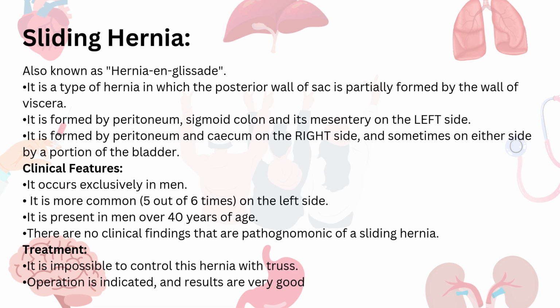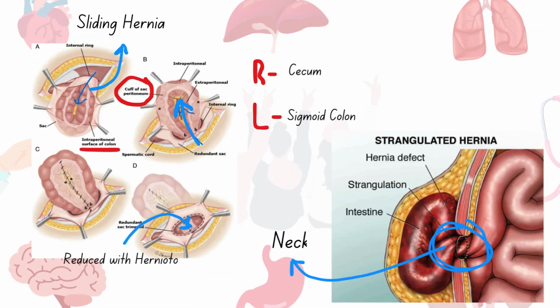The thing which is important for us is that it is formed by peritoneum, sigmoid colon, and mesentery on the left side. The left side is the one in which the heart is present. It is formed by peritoneum and cecum on the right side, and sometimes on either side by a portion of the bladder. So the bladder could be on the left side or the right side. Peritoneum could be on the left side and the right side, but we need to remember that the cecum is present on the right side and the sigmoid colon is present on the left side.